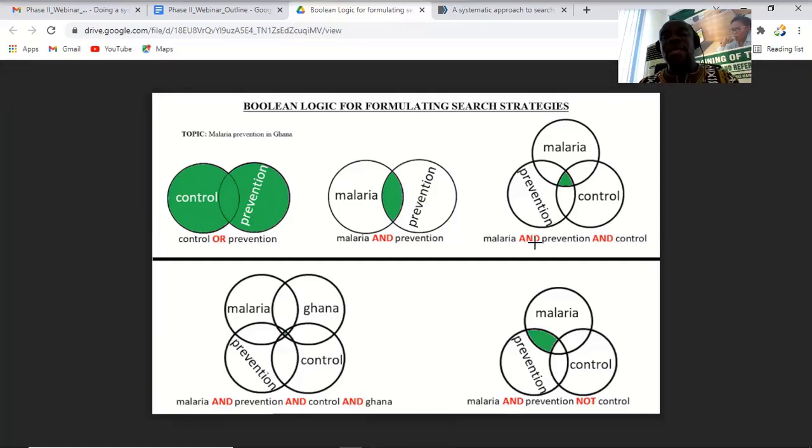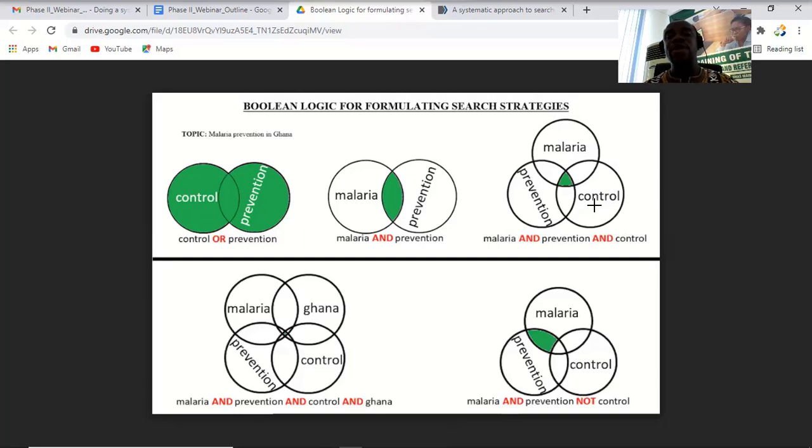Now, that tells us something about what the AND can do. You see, if you increase the use of the AND, you reduce the amount of results that you get. Because the moment the search terms become more and they are combined using the AND, you are telling the system, retrieve only documents in which all these terms occur.